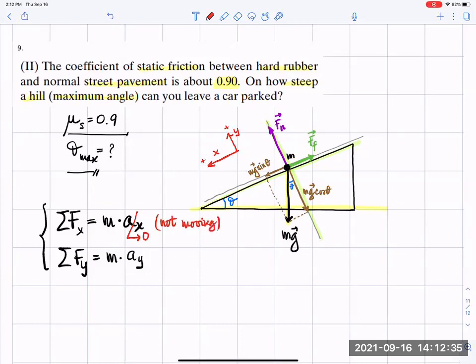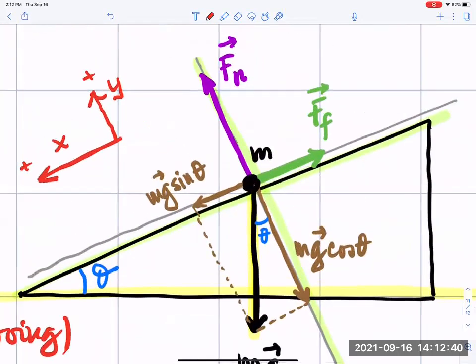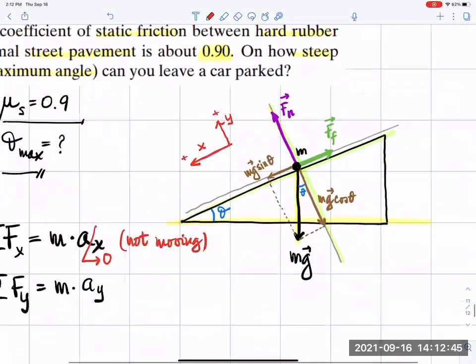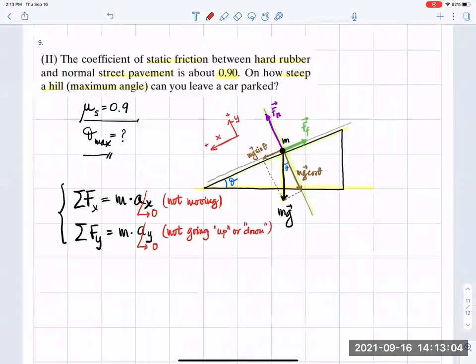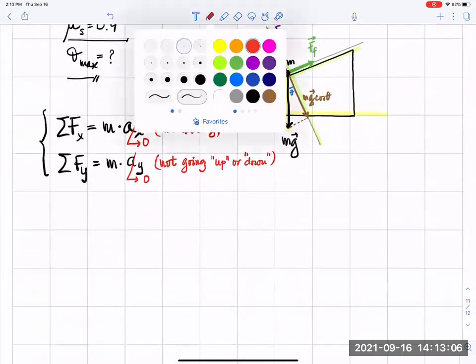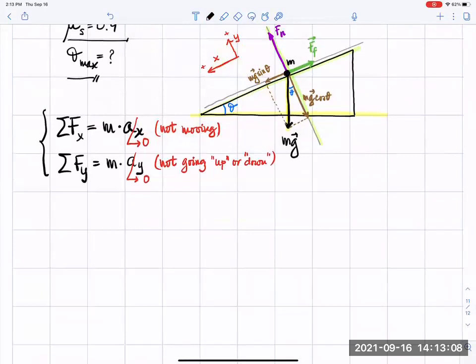Okay, cool. Now let's see what's happening on the y direction. But this car doesn't go up and down. It's not flying up or down or anything. So obviously this acceleration on the y direction will also be 0. So, not going up or down. Okay, so now that's squared away, we can actually write down our equations for this case.